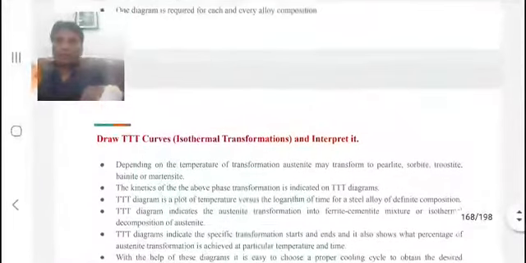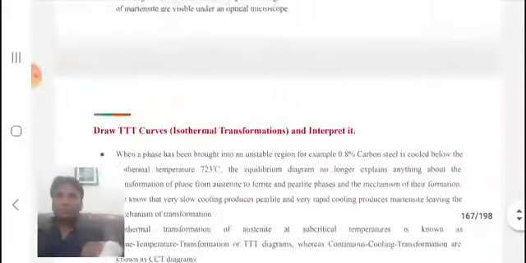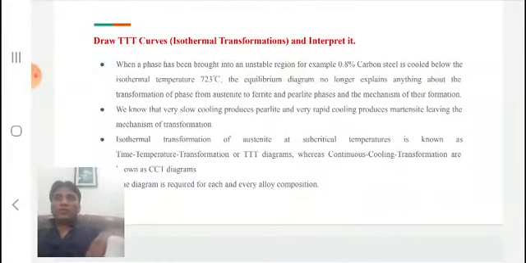So therefore TTT curves are nothing but when a phase has been brought into unstable region. For example, a 0.8% carbon steel is cooled below the isothermal temperature, that is 723 degrees centigrade. The equilibrium diagram no longer explains anything about the transformation of phase from austenite to ferrite and pearlite phases and the mechanism of their formation.